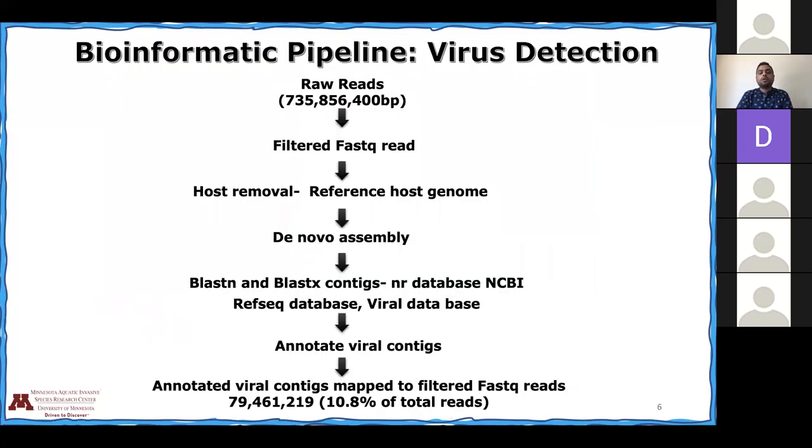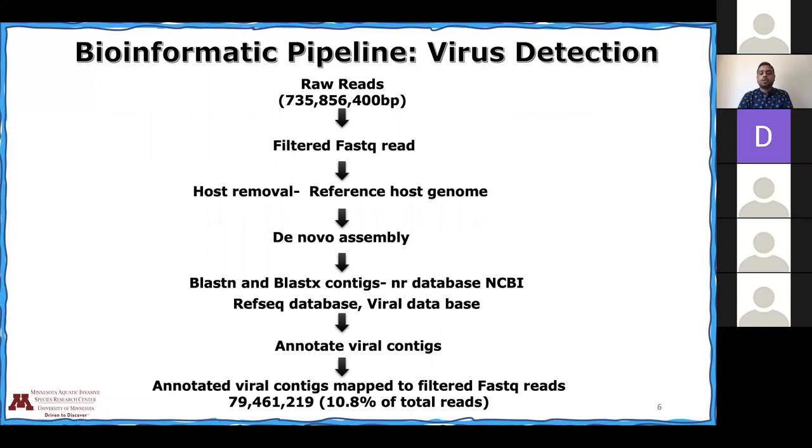To analyze those data, we developed an in-house bioinformatics pipeline to detect the raw reads and filter them to get good quality sequence reads. Then we used those reads to remove the host genome, and the remaining sequences we used for de novo assembly. Once the de novo assembly formed the contigs, we searched the NCBI database for viral hits, and all those contigs were annotated for viral contigs. And again, to get the abundance, the population size of viruses present in our data, we mapped the annotated contigs to the filtered FASTQ reads.